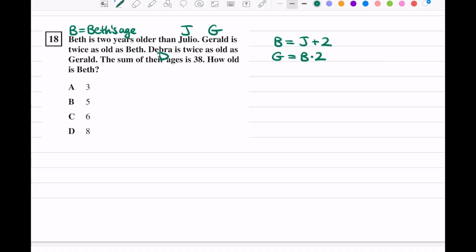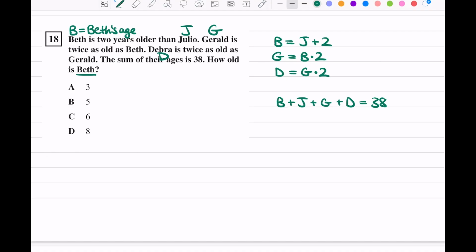The next sentence, Deborah is twice as old as Gerald. So Deborah is Gerald times 2. And the sum of their ages is 38. So Beth plus Julio plus Gerald plus Deborah equals 38. And the question's asking, how old is Beth?